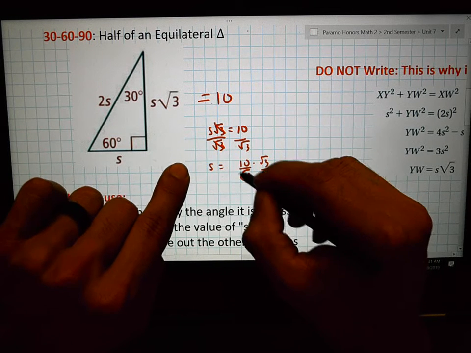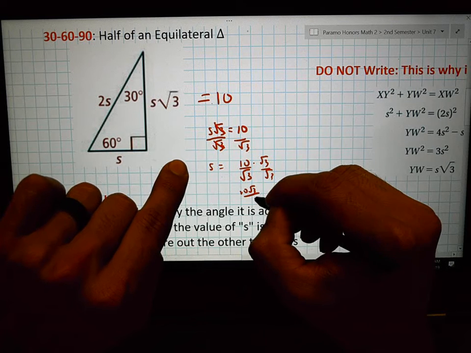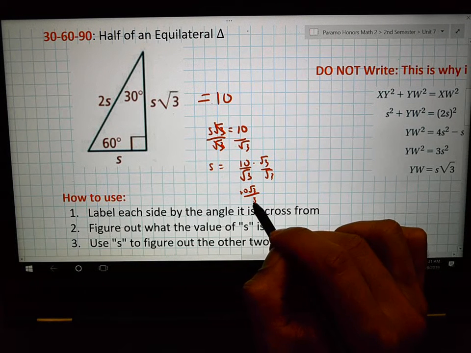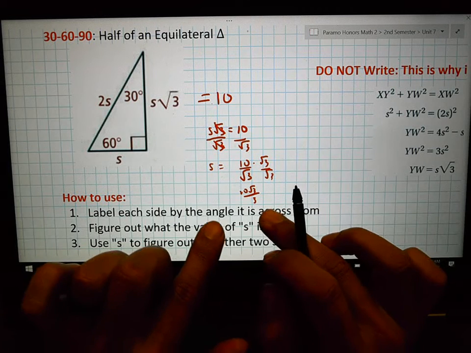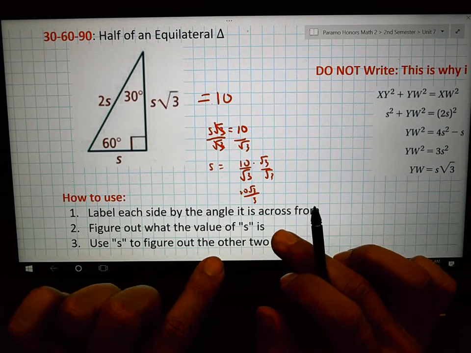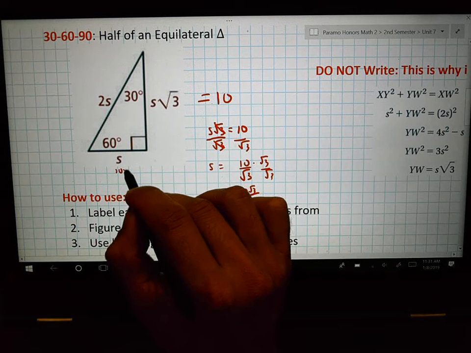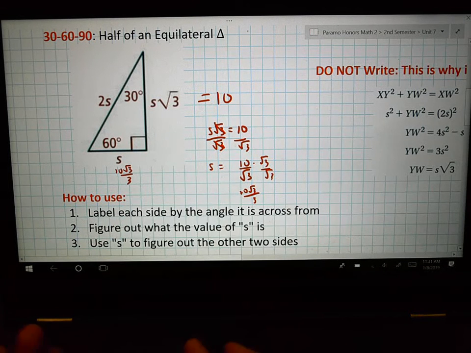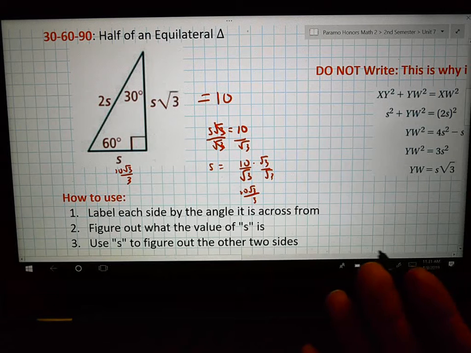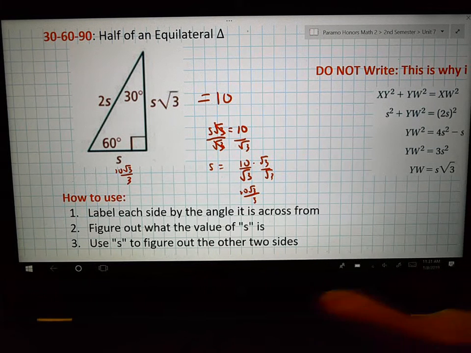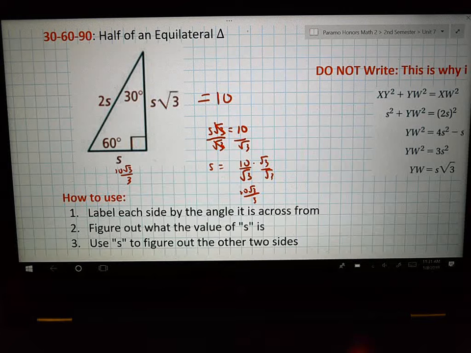That way you can figure out that s is equal to 10 root 3 over 3. Some of these answers are going to look really, really ugly. Like when you have to figure out that this is 10 root 3 over 3, some of you will freak out or say, oh, that can't be the right answer. It is what the answer is. You're Honors Math 2 students, so don't freak out when you see ugly answers.